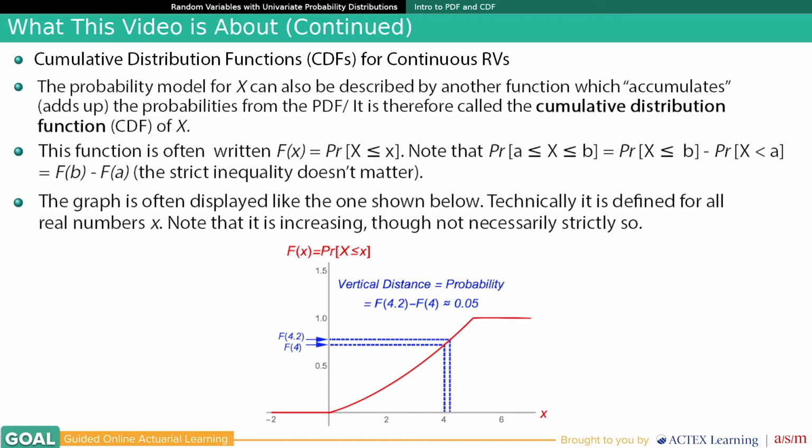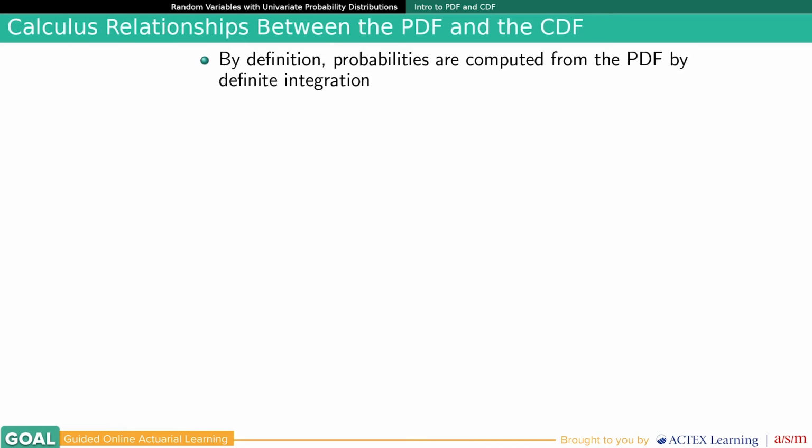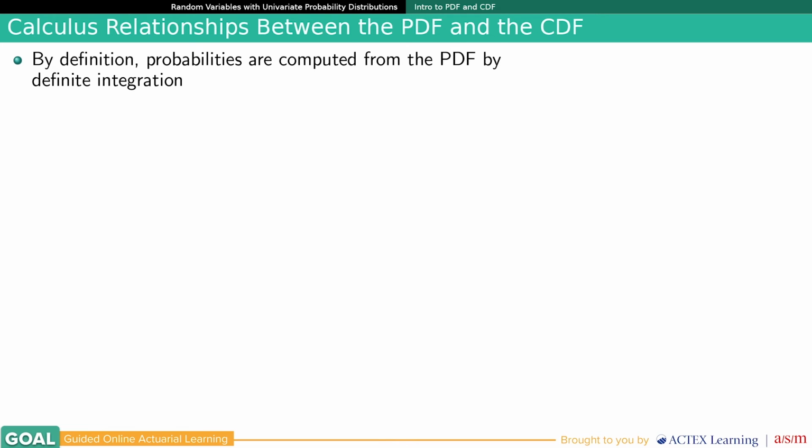In fact, capital F is an antiderivative of little f. The derivative of capital F is little f. Let's be precise about the calculus relationships between the PDF and CDF of a continuous random variable. By definition, probabilities are computed from the PDF by definite integration, by finding the area under the curve.